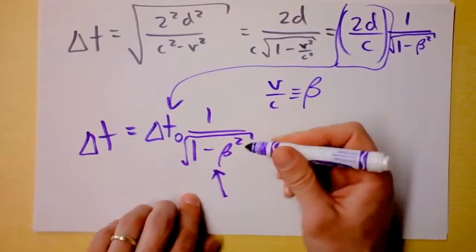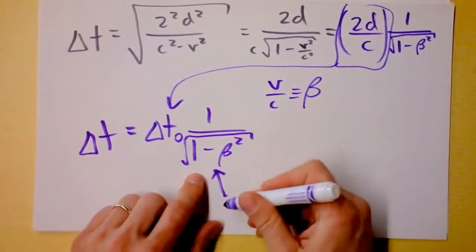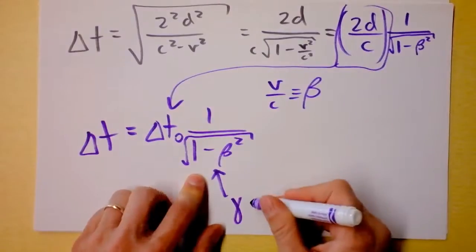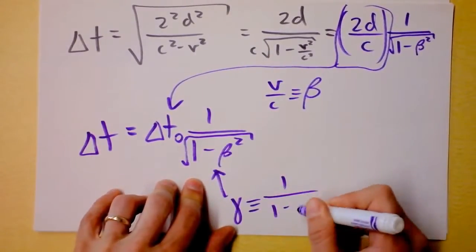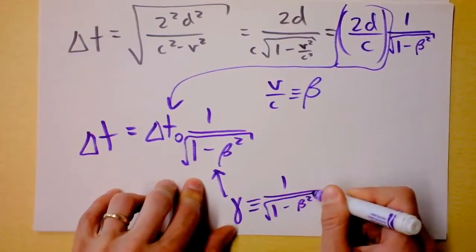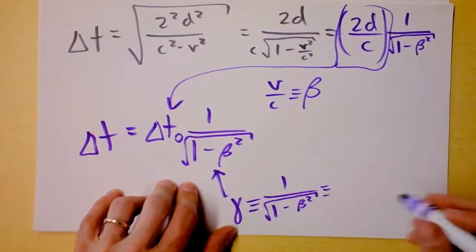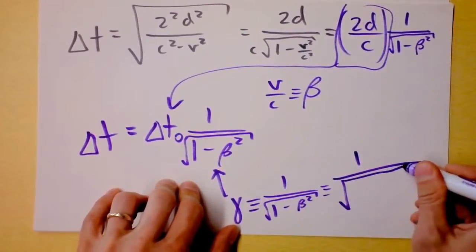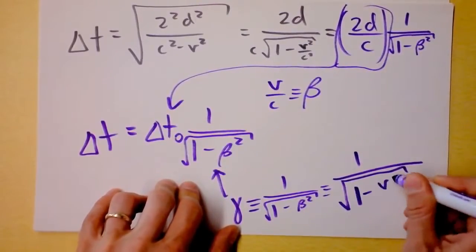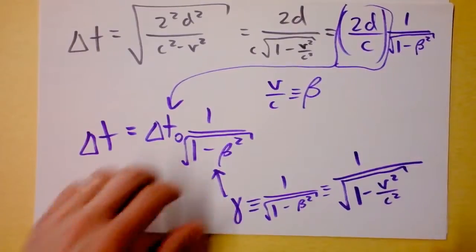You've studied this relationship right here. This is something that I'm going to define to be gamma. Gamma is 1 over the square root of 1 minus beta squared. Rather than nesting my definitions, I'll put it all fully written out here. Gamma is 1 over the square root of 1 minus v squared over c squared.